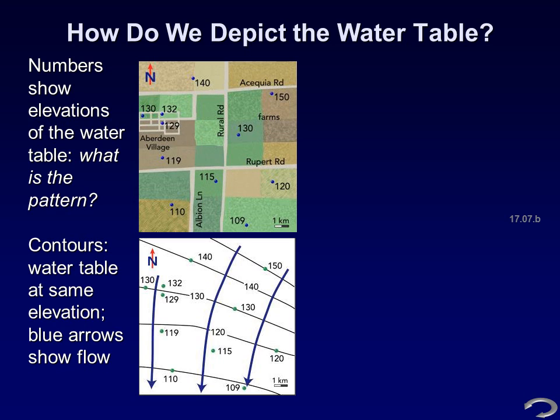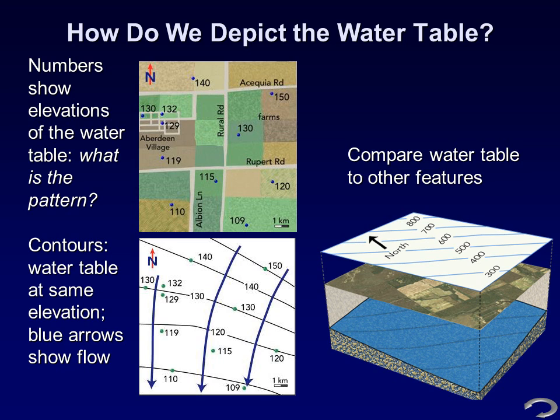What makes it easier is if you draw in the elevation contours. The water table is at the same elevation along each contour, just like a topographic map, but this is dealing with the water table. And in this case, the blue arrows are showing us the flow. We visualize the system to compare the water table to other features such as farms with wells that pump high volumes, and this is in a different area.